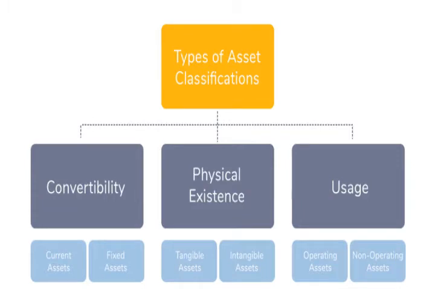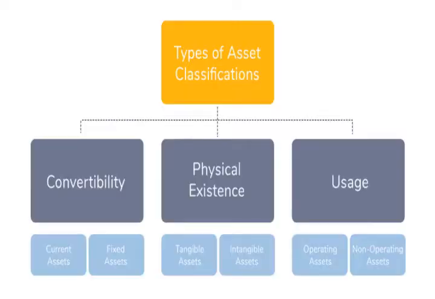The type number 2 is physical existence. If assets are classified based on their physical existence, assets are classified as either tangible assets or intangible assets. So what is a tangible asset? Tangible assets are assets with physical existence. We can touch, feel, and see them. Examples of tangible assets include land, building, machinery, equipment, and inventory.